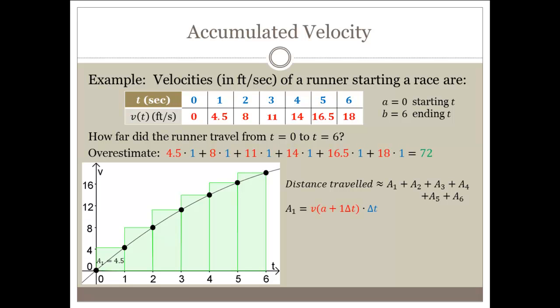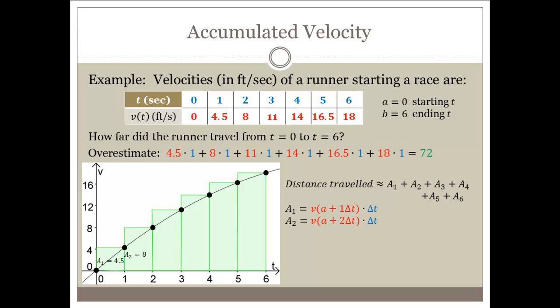And as we did last time, the area of the first rectangle, A1, is our velocity v at A plus 1 delta t times delta t. Remember here that A equals 0 and delta t is 1. So A plus 1 delta t is simply 1, which means we calculated the area as v of 1, which is 4.5, times delta t, which is 1.